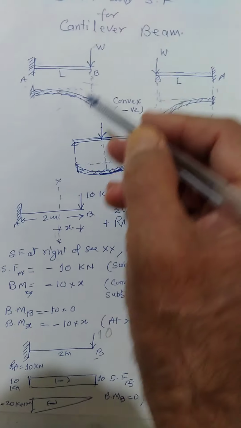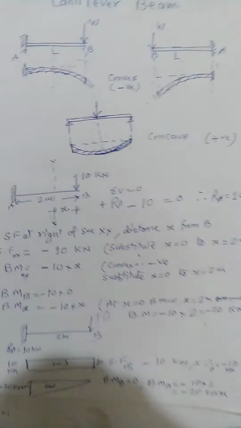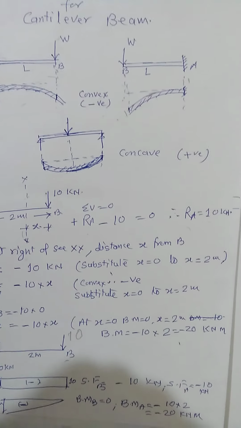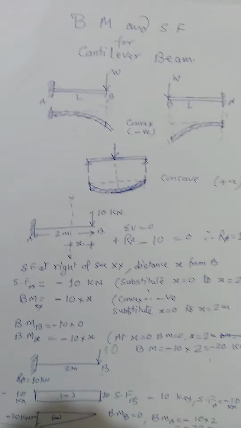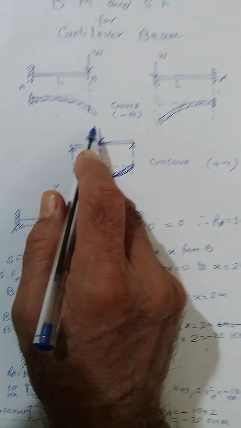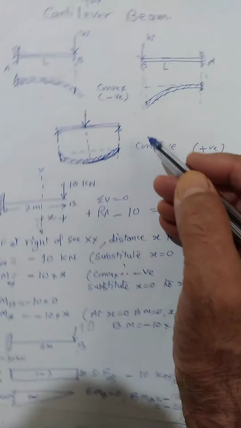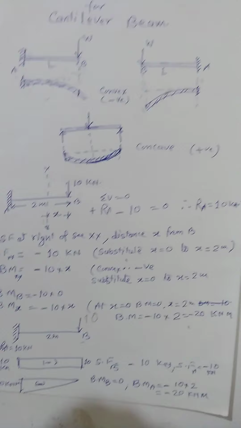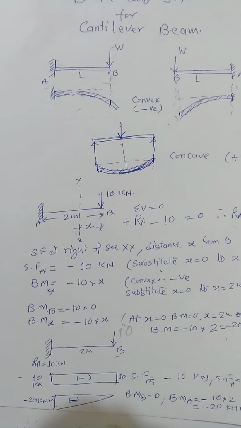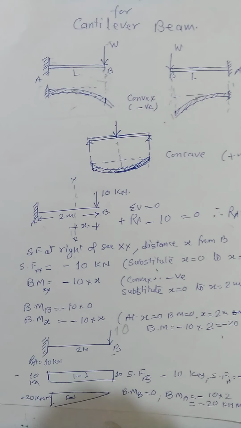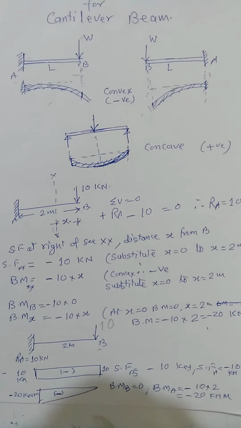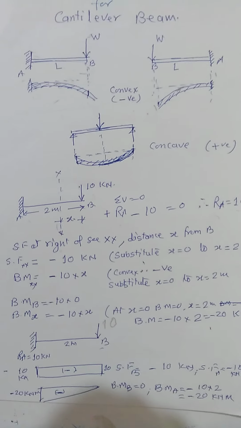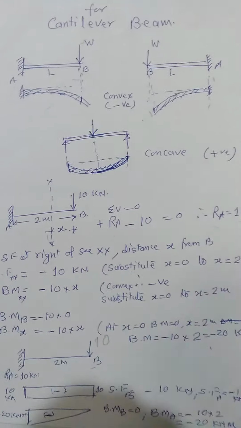Now whether it is clockwise or anti-clockwise, for a cantilever it is always taken as negative because it has a convex shape, whether it is in this direction or this. So whenever there is a convex shape, the bending moment or the shear force should be treated as negative and will be drawn below the reference line only.